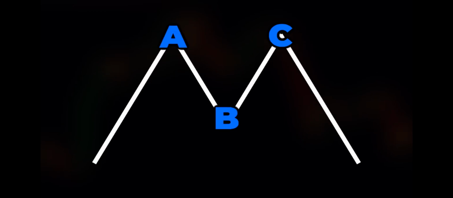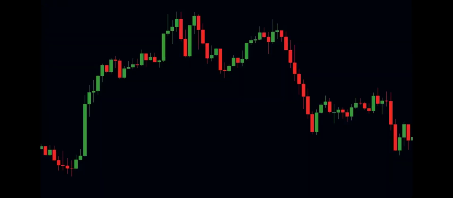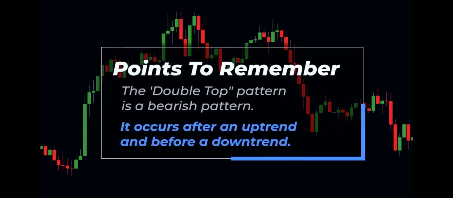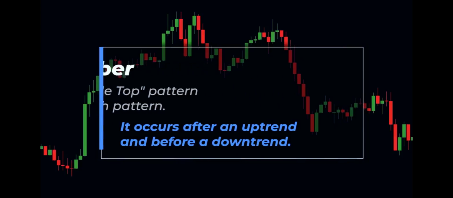After C, we see a sharp sell-off in price as it breaks below the point B and declines. Our entry will come when the price breaks below the point B. So this is a simple double top pattern. A few points to remember here are: the double top pattern is a bearish pattern. It occurs after a significant uptrend and it is followed by a downtrend.